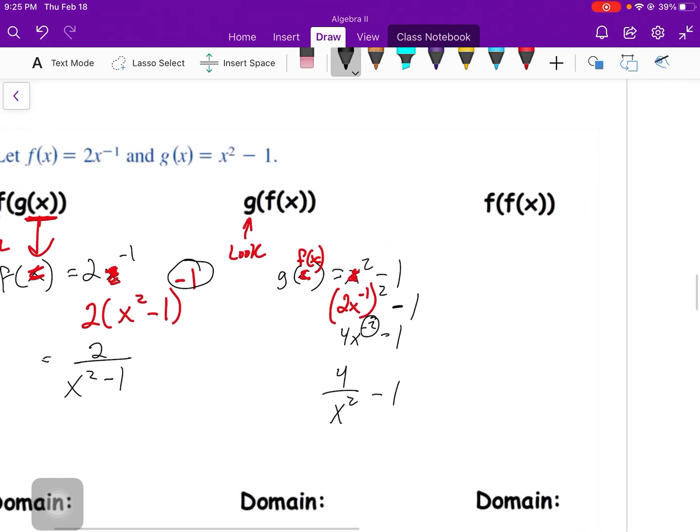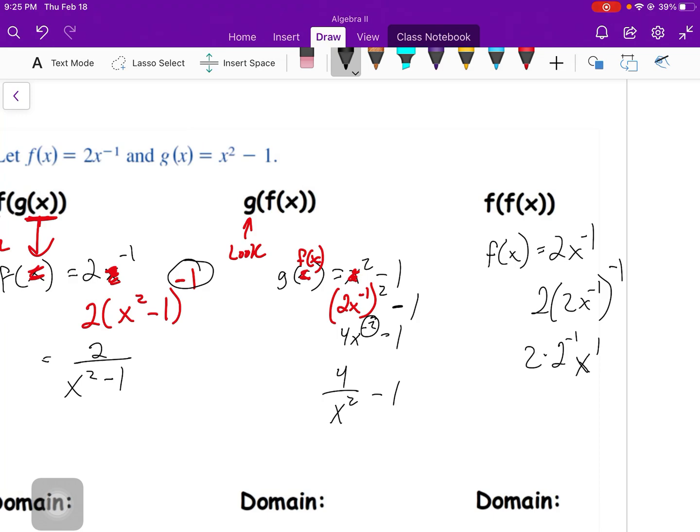Now the last one, I'm going to put f back inside of itself. So again, I'll start with f of x. Then I'll put another f of x in there, so kind of within itself. So 2 to the negative first, x to the, well, negative 1 times negative 1 is positive 1. So that's not going to move anywhere. I could bring that downstairs. So I've got 2x over 2. Reduce that out, and I just get left with x.